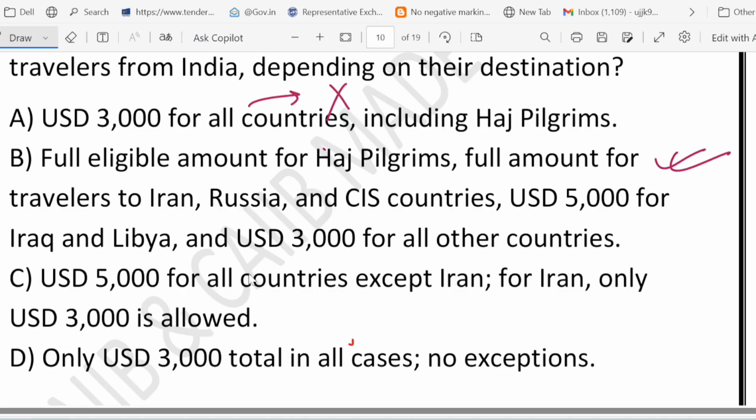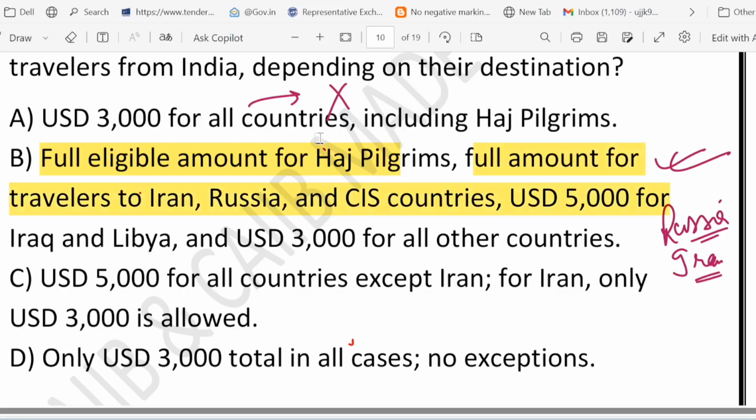A Hajj pilgrim can take the entire eligible foreign exchange in cash. So let me highlight it. A Hajj pilgrim can take the entire amount fully eligible. A traveler, suppose he is going to Russia, or Iran, can also take the full permissible amount in cash. You can see Iran, Russia clearly written. So the full amount is allowed for a traveler to Iraq, Iran and Russia and CIS countries.